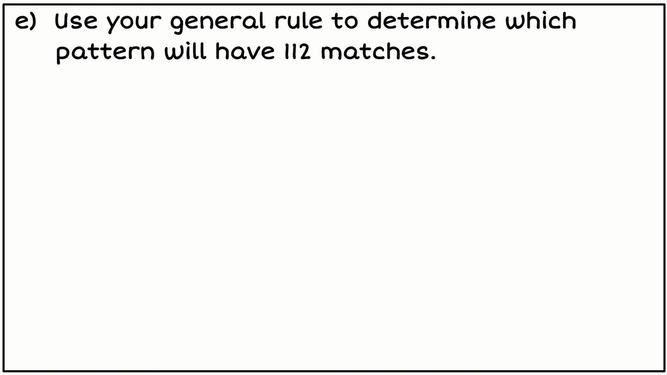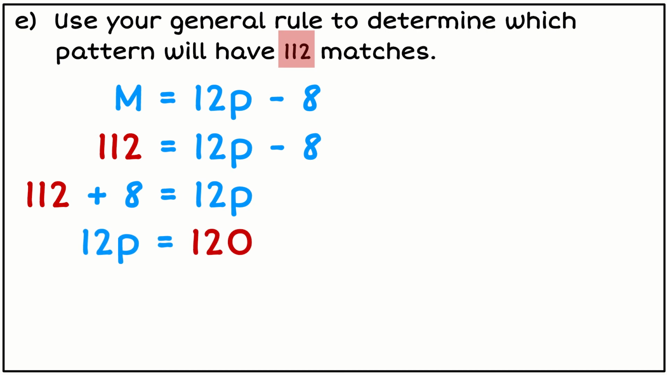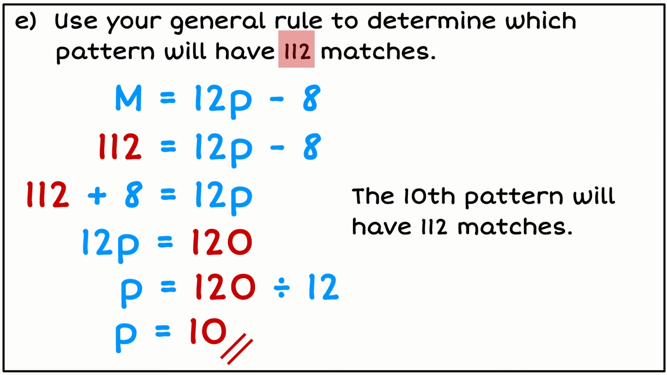Now we want to find out which pattern will have 112 matches. So we've been told 112 matches. From our equation, m, the number of matches, is 112. So take the 8 to the other side, and we get 112 plus 8, which is 120. Then get rid of the 12, and 120 divided by 12 gives you 10. So word answer, the 10th pattern will have 112 matches.